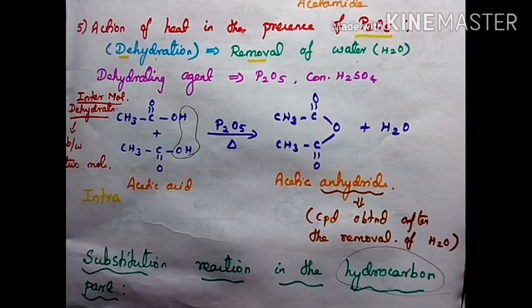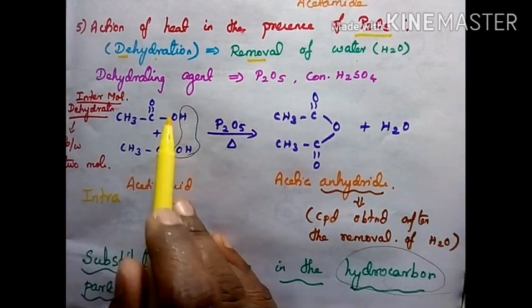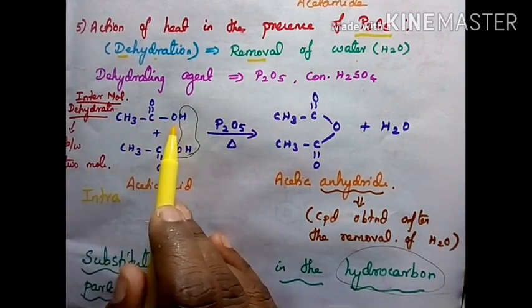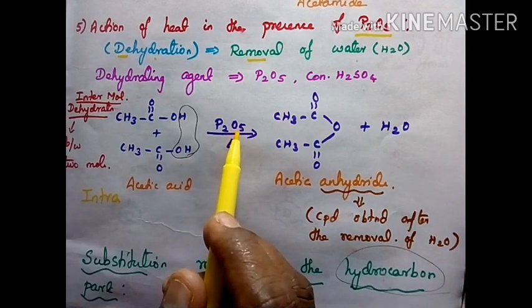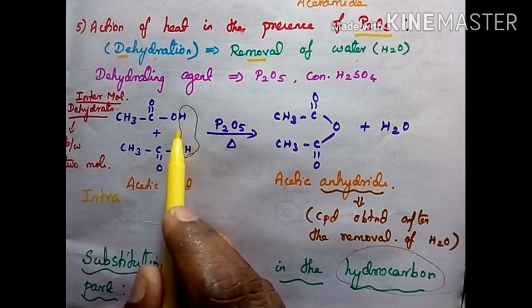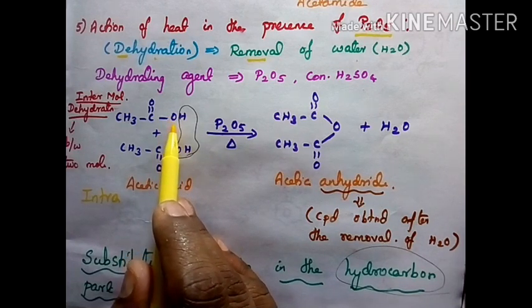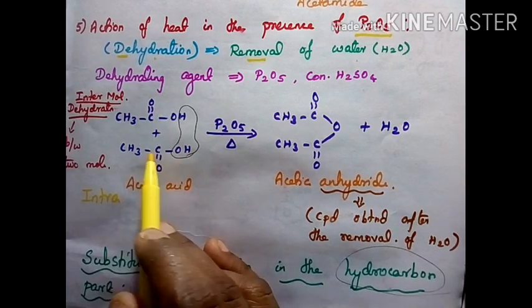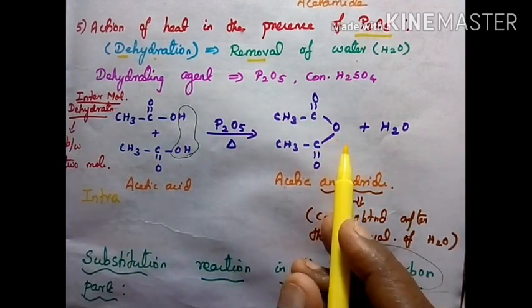Here it is intermolecular dehydration. Inter means between two. Two molecules of acetic acid are taken with P2O5. What happens? It loses a water molecule. So a new bond is formed between the two CH3CO groups with one oxygen. So now here it is an anhydride.